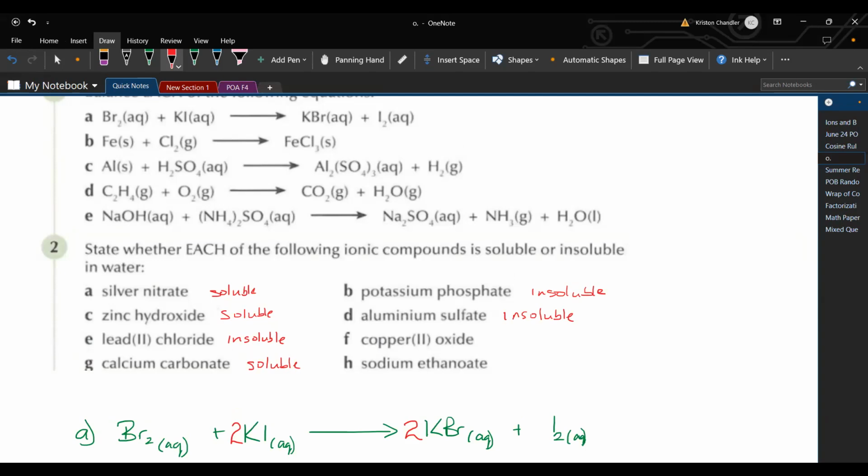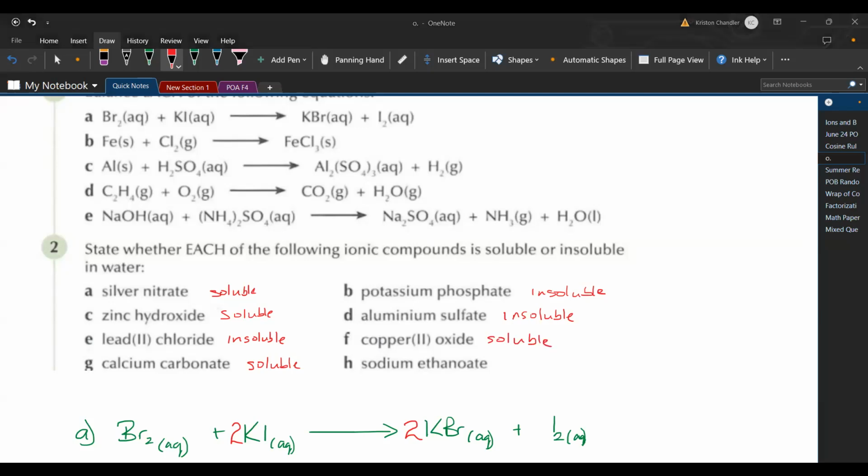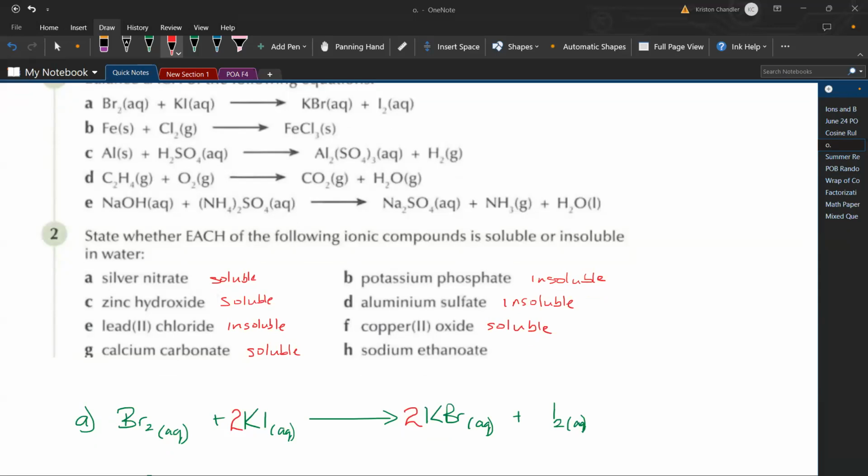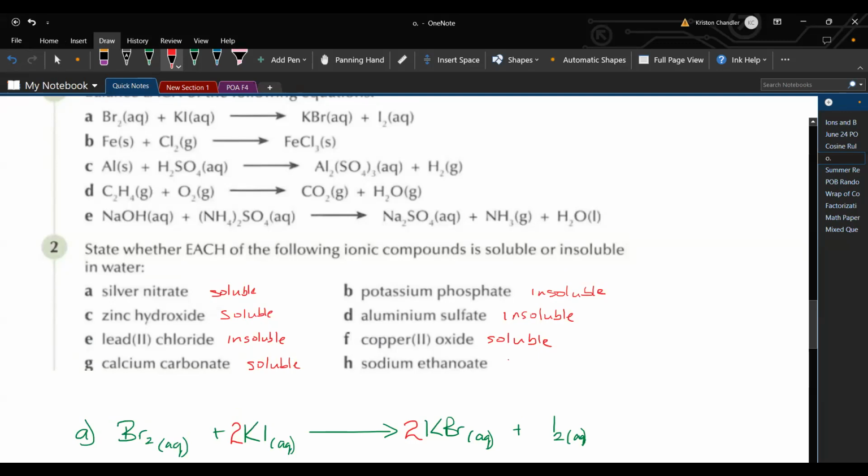Metal oxides are soluble or insoluble? Copper(II). Soluble. Correct. Right. The soluble ones will be the potassium, sodium, and ammonium. So this one is soluble. And your sodium ethanoate. That one will be soluble. Very good. All ethanoates are soluble, there are no exceptions.